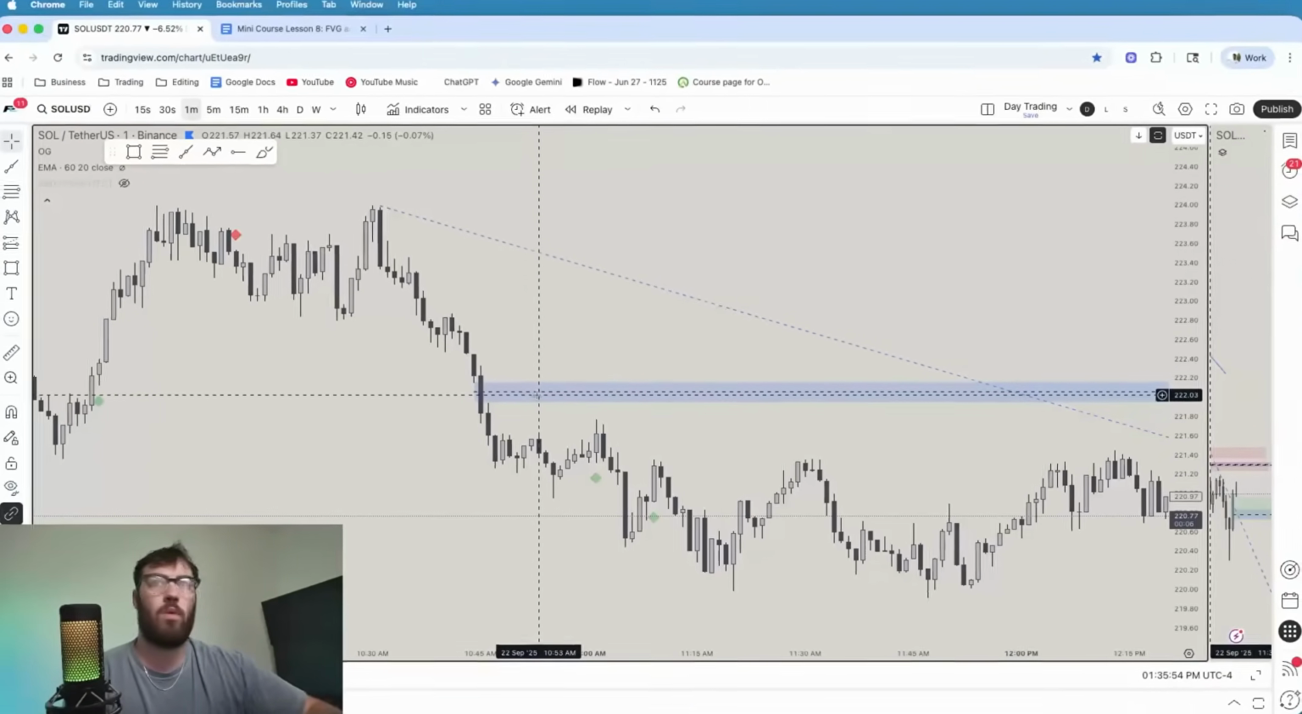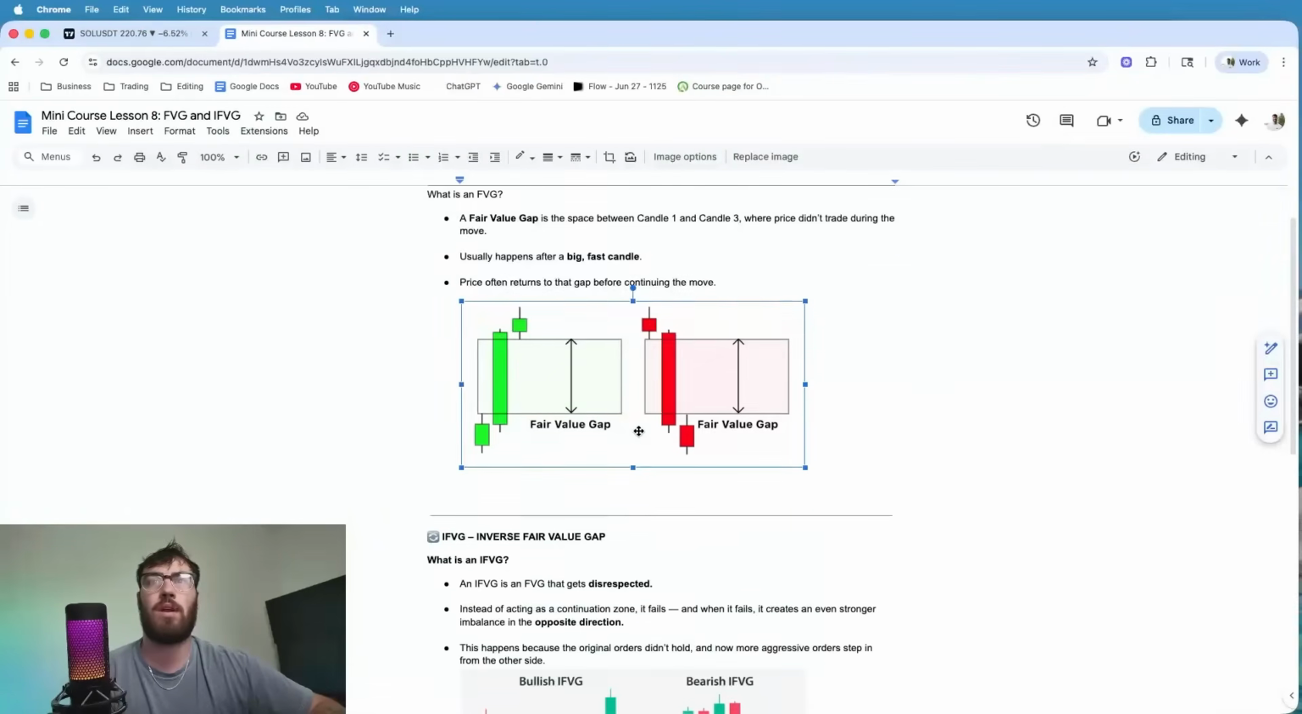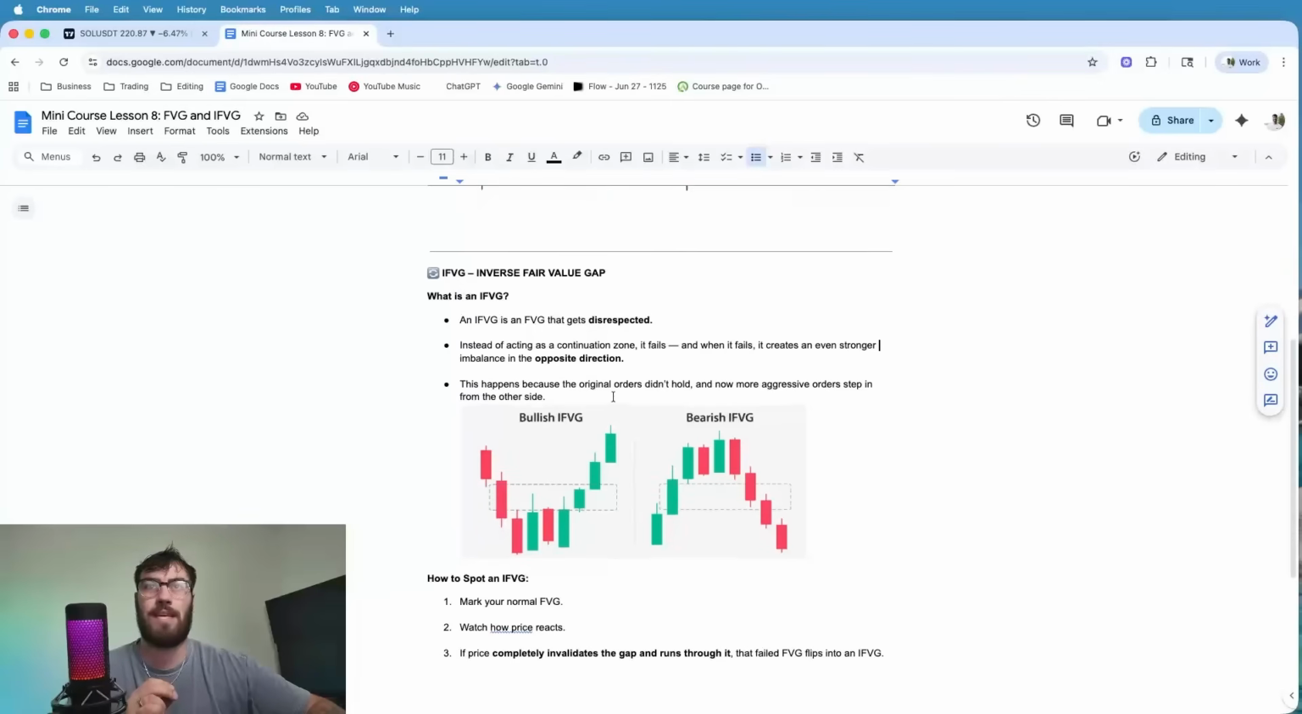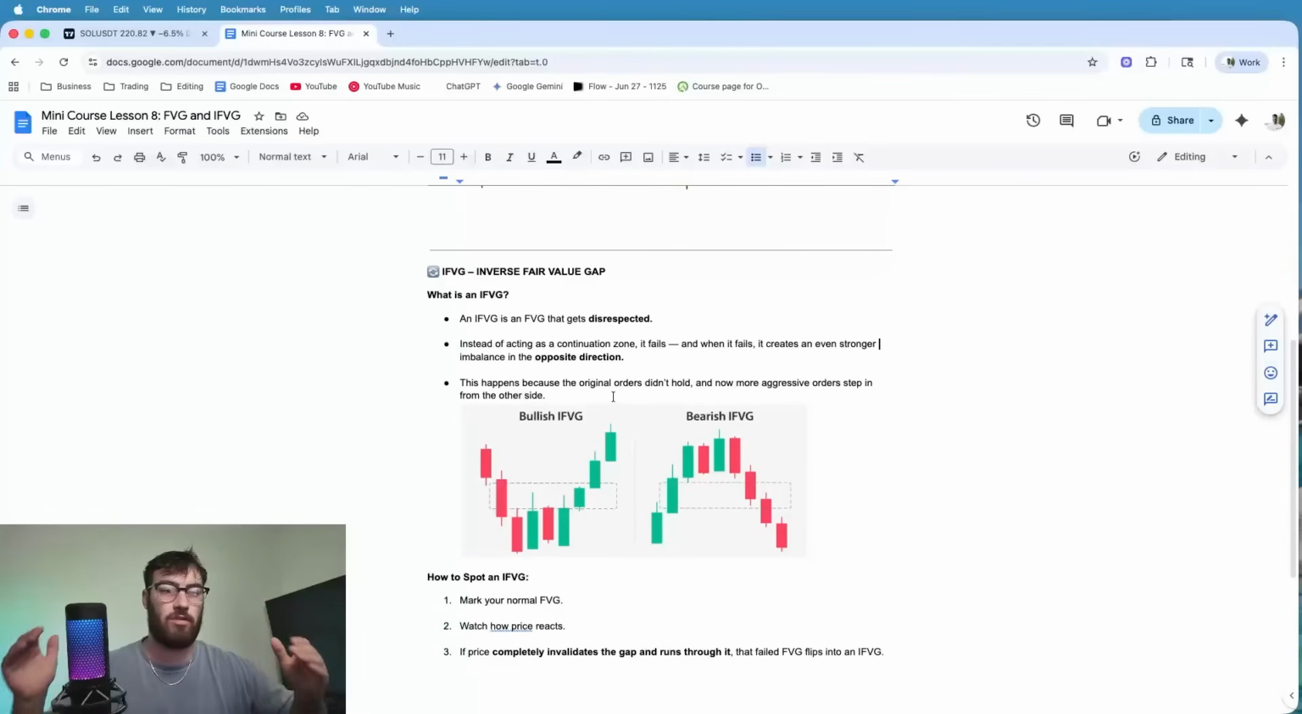Now that we understand what a fair value gap is, we're next going to cover what an inverse fair value gap is, because we obviously know what a fair value gap is now. We understand what it is doing. What is an inverse fair value gap? Now, an inverse fair value gap is a fair value gap that got disrespected.